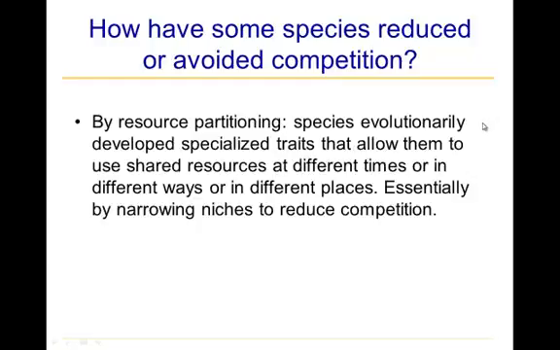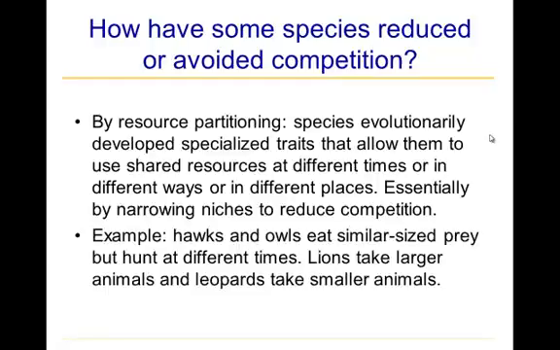This is when species evolutionarily developed traits that allow them to use the shared resources at different times or in different ways or in different places. Essentially, it is narrowing the niches of both species to reduce competitive overlap. A simplistic example is hawks and owls eat similar sized prey, but they hunt at different times. Hawks being diurnal are active in the day, and owls being nocturnal are active in the night. If we look at the predatory cats of Africa, we can see that lions take larger animals and leopards take smaller animals, rather than both being of similar size and taking the same size prey.